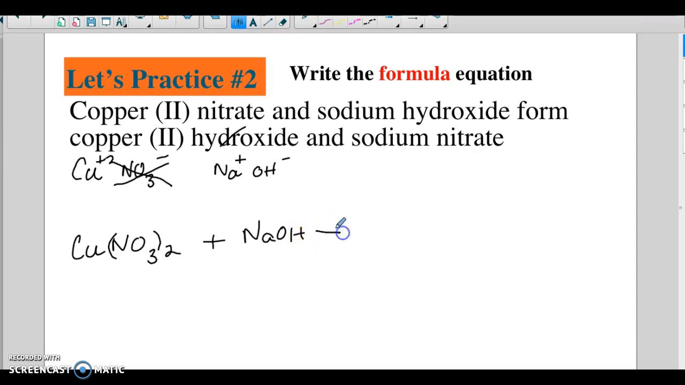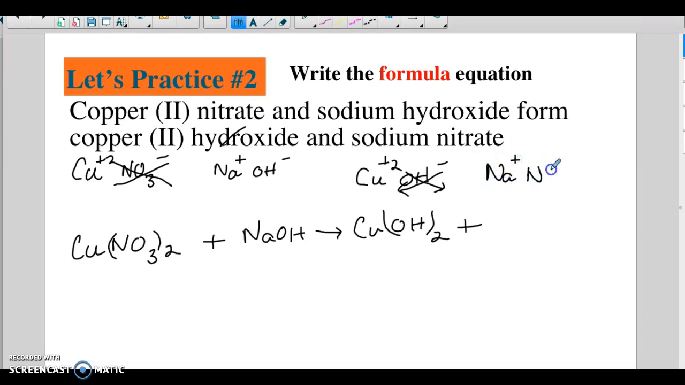And then they form, which means that's where I'm going to put my yield. Copper 2 hydroxide. Again, copper is +2, hydroxide's minus. Bring down the 2, bring down the 1. So it's going to look like this. Don't forget those parentheses. And then lastly, sodium nitrate. Sodium is plus, nitrate's minus. So NaNO3. Now I'm going to balance.